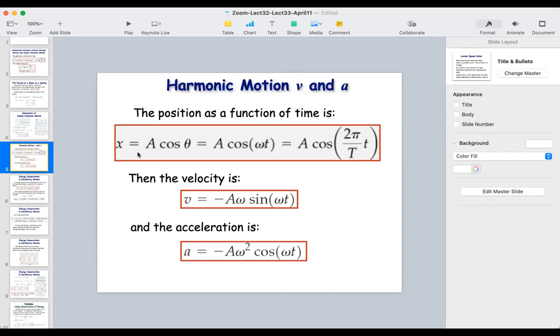So those are the equations that I just told you before. x is equal to A cosine of theta, this we already saw. The velocity is minus A omega sine of omega t. The acceleration is minus A omega squared cosine of omega t.